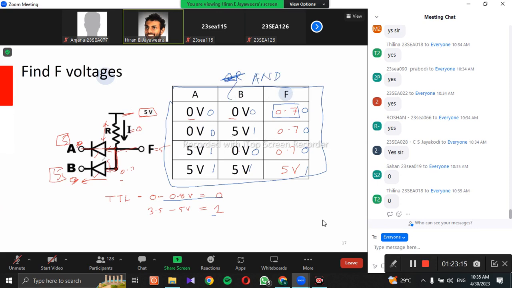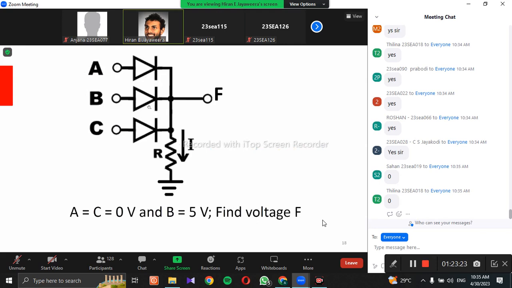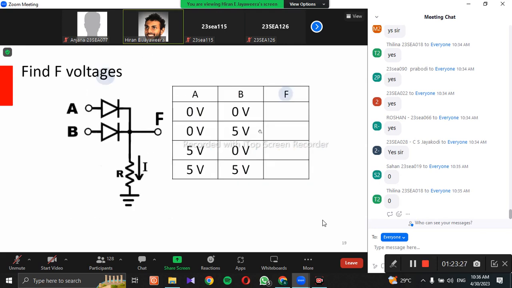So AND gates you can make like this. OR gates also you can make using diodes. So this is a 3-input OR gate, basically, if you do the analysis just like that. Yeah, you can fill this one as homework, right? So I expect you to fill these and get things done so that you will have a better understanding.